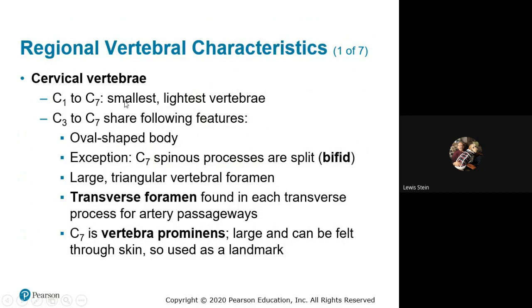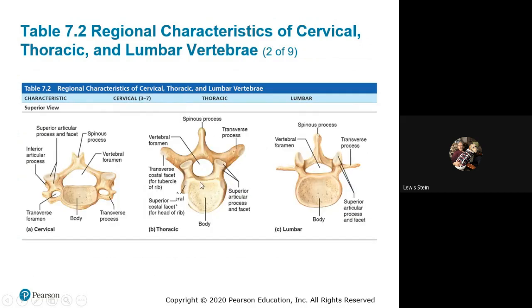C1 through C7 they're small, and they all have the transverse foramen and the vertebrae. Two are unique, C1 and C2. The other ones are pretty specific looking. So you'll see this in a second. So it's a good picture to look at all of them.